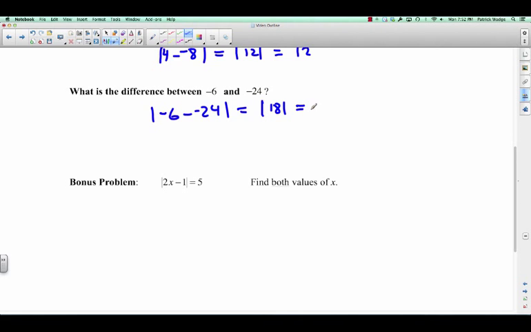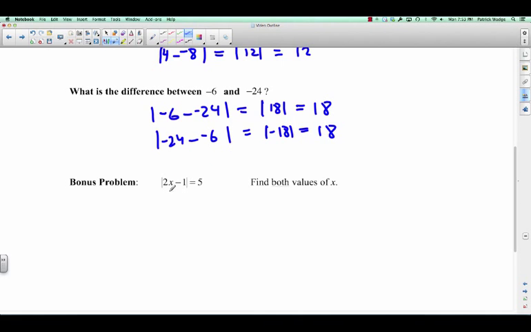and the absolute value of 18 is 18. If you did it the other way, you'd have negative 24 take away negative 6, and negative 24 take away negative 6 is the same as negative 24 plus 6, so you get the absolute value of negative 18, which is 18.